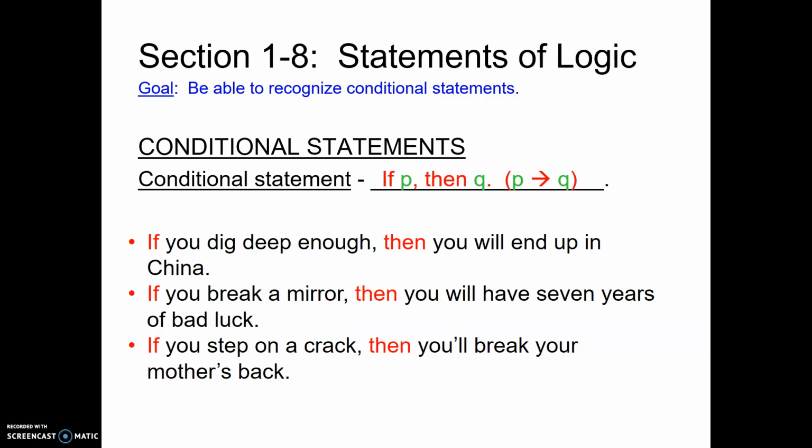In geometry, we use shorthand a lot. We use P and Q. P is going to represent your hypothesis, and Q is going to represent your conclusion. And then we can even shorten it up even more and go with P arrow Q, P implies Q. The hypothesis implies your conclusion. So that's kind of our brief overview of what a conditional statement is and looks like.